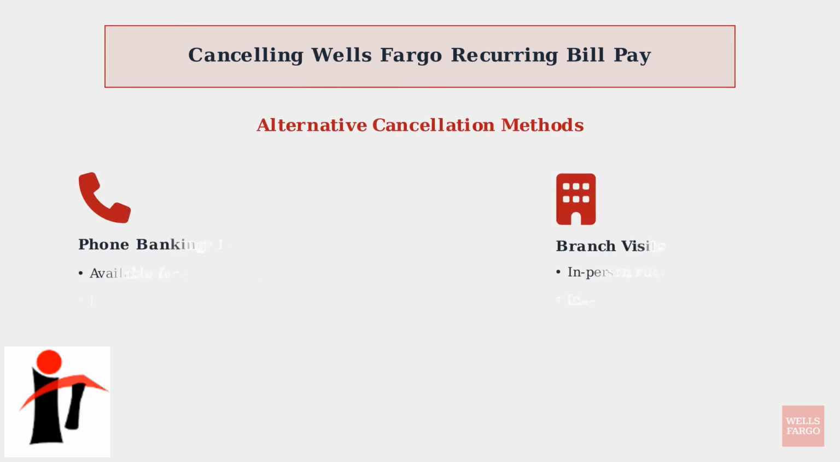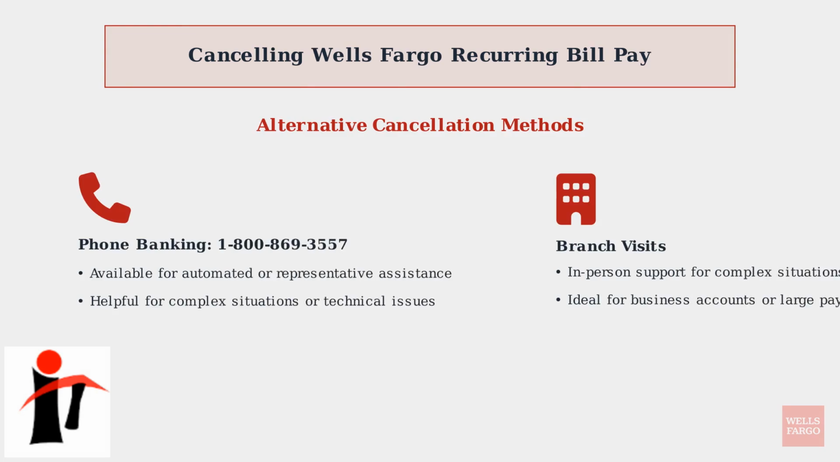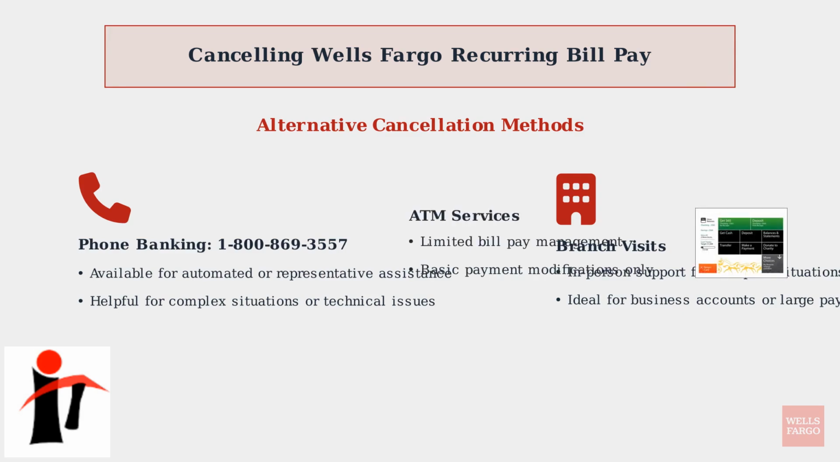Besides digital methods, Wells Fargo offers traditional alternatives. Phone banking at 1-800-869-3557 provides both automated and live representative assistance. Branch visits offer in-person support, especially useful for complex business accounts. ATM services provide limited bill pay management capabilities, mainly for basic payment modifications. However, for full cancellation control, digital channels remain the most comprehensive option.